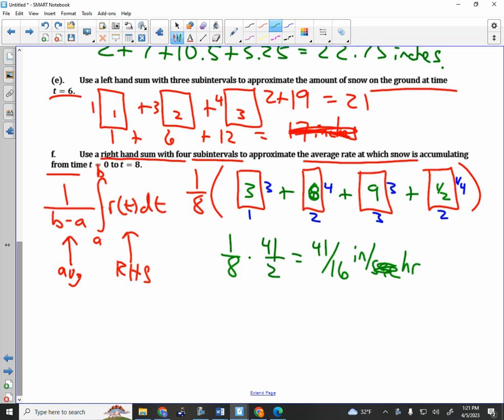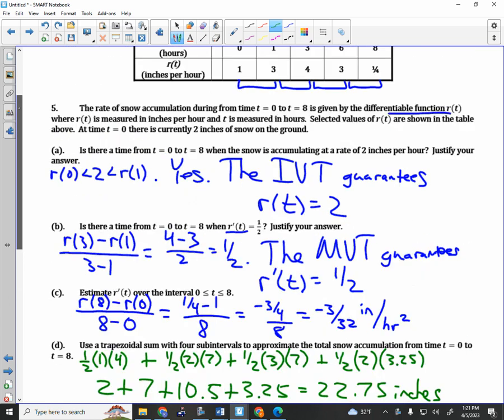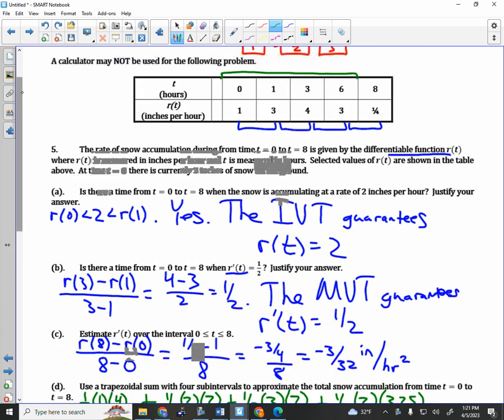Now, just to show you as you check your answer here real quick, how many times does 16 go into 41? It's like 2 point something, about 2.5. It's asking for the average rate at which the snow is falling. Does 2.5 look like it could be about an average rate? Yeah, so that looks reasonable. Okay? Good job. Way to go. It's a long process.